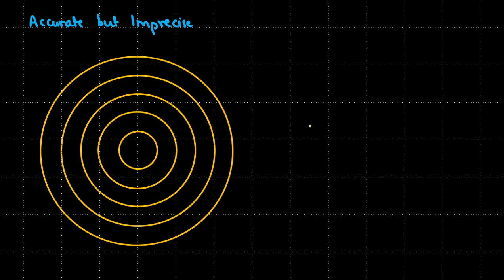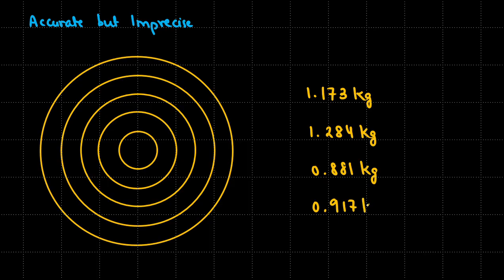Suppose the value we need is actually 1 kilogram, and we don't get exactly 1 kilogram, so it's 1.173 kilogram, 1.284 kilogram, 0.881 kilogram, and 0.917 kilogram. So if you take the mean, it will come very close to 1 kilogram.